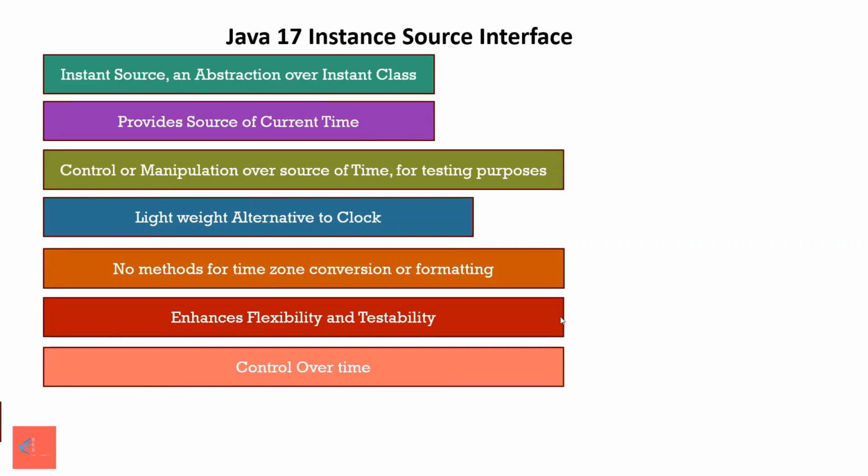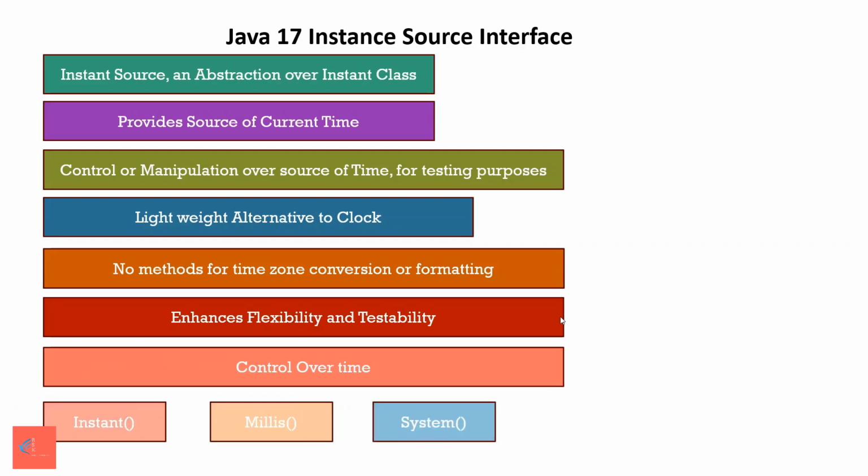First is instant. It returns the current instant. Second is millis. This method returns the current time in milliseconds. Third is system. The system method uses the default system clock based on UTC. Let us see some code example for the InstantSource interface.